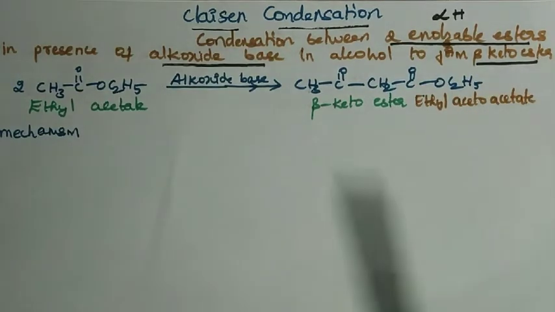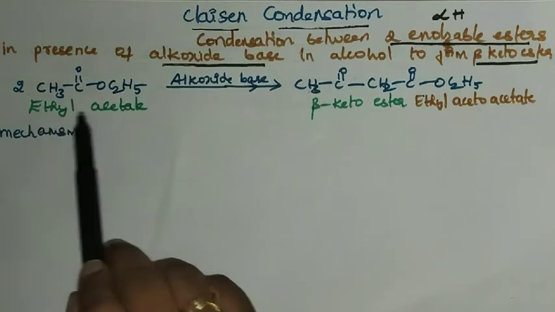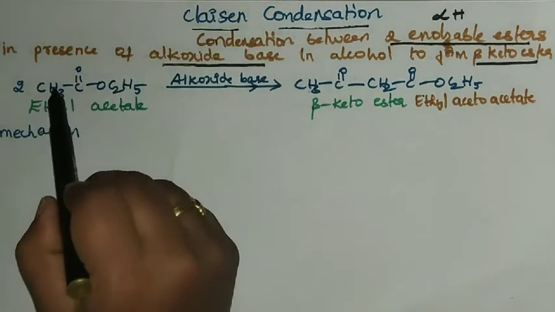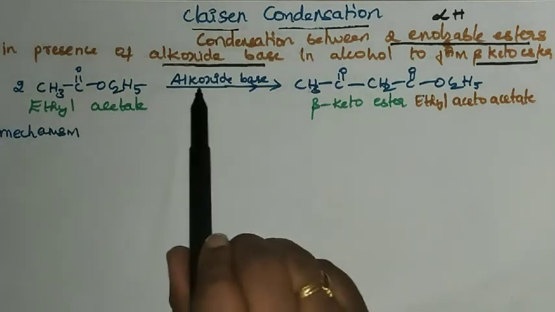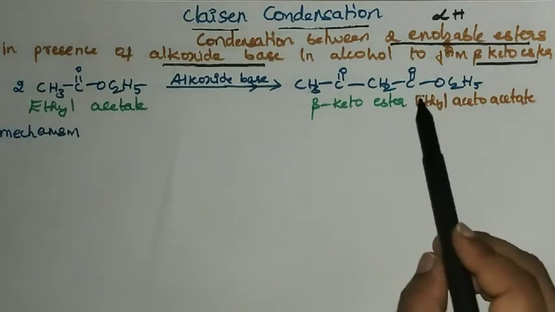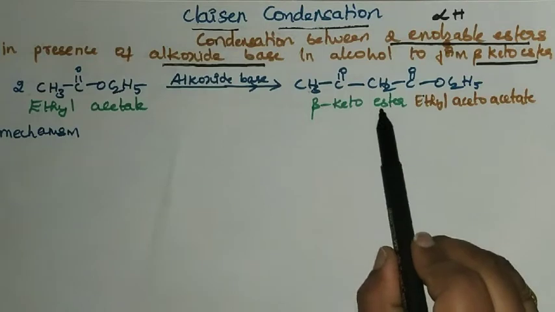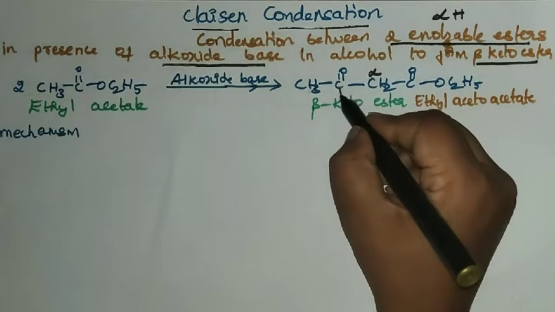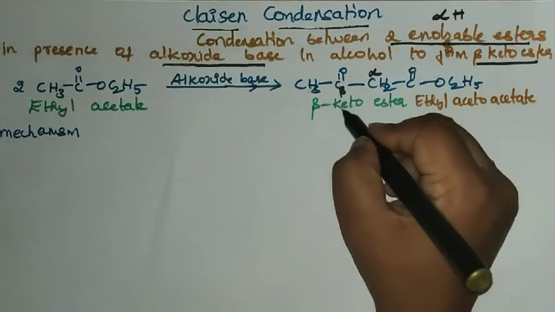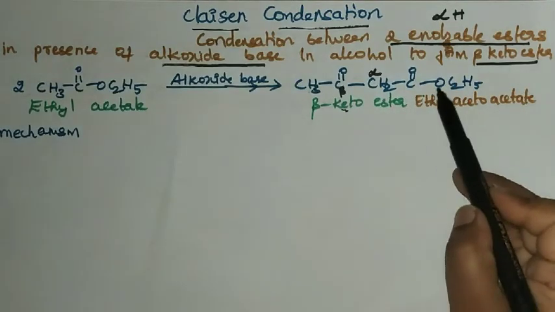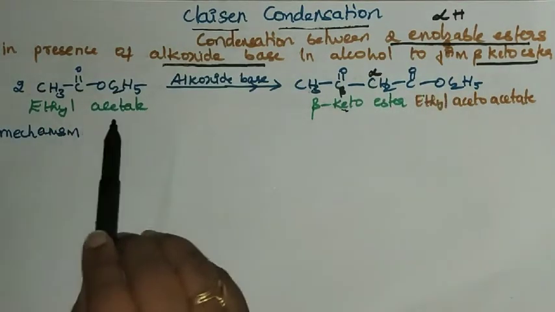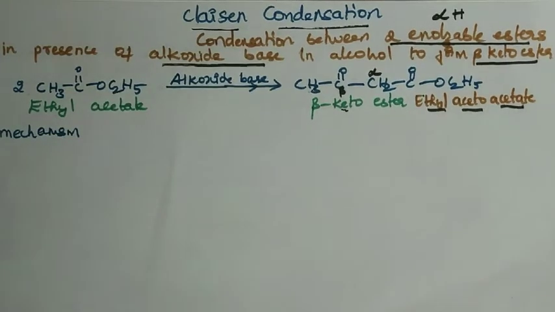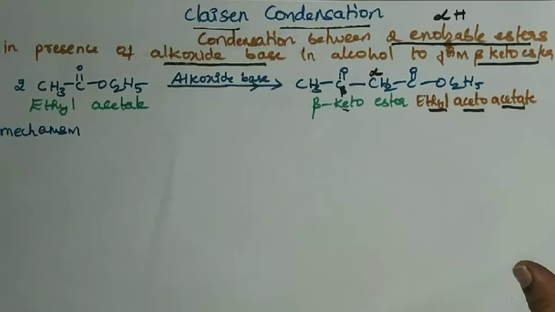So let's see the example. Here 2 moles of ethyl acetate, which is an enolizable ester which contains alpha hydrogen, in presence of alkoxide base will give beta keto ester. So ethyl acetate will give, this is alpha carbon and this is beta carbon. At beta position you have keto group. So this is beta keto ester. Ethyl acetate will give ethyl acetoacetate, which is a beta keto ester.